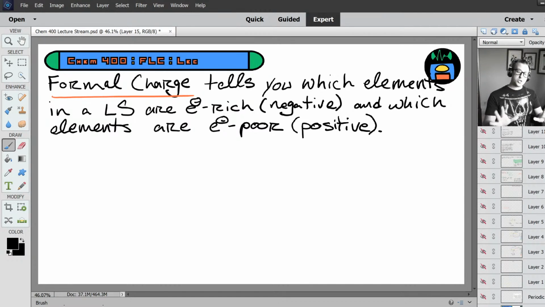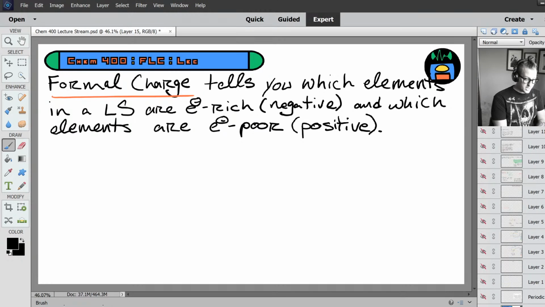All right. Formal charges tell you which elements in a Lewis structure have more electrons than they should, because they will have negative formal charges, and which elements in a Lewis structure have less electrons than they should, because they will have a positive formal charge.